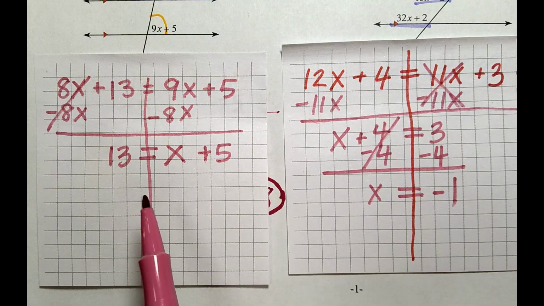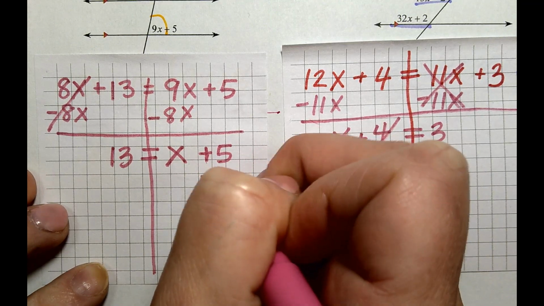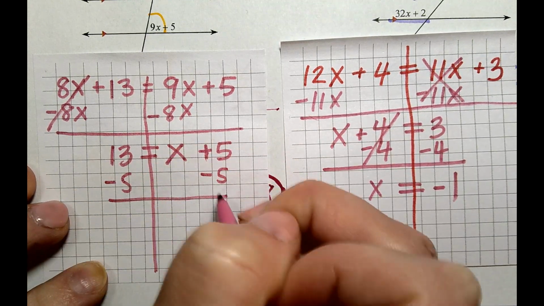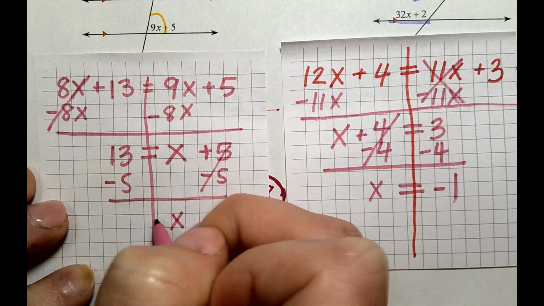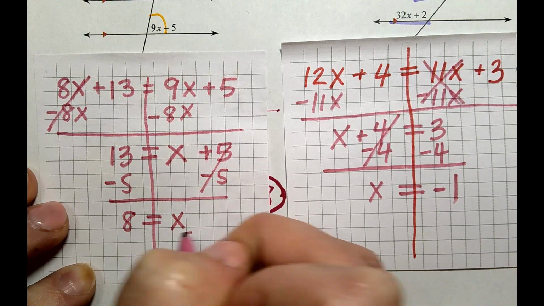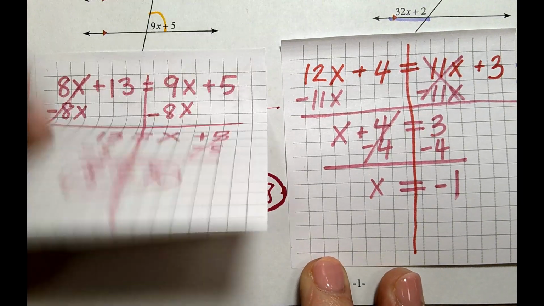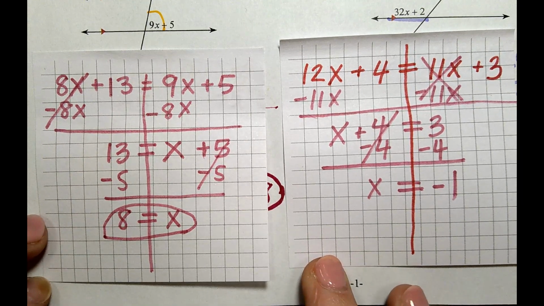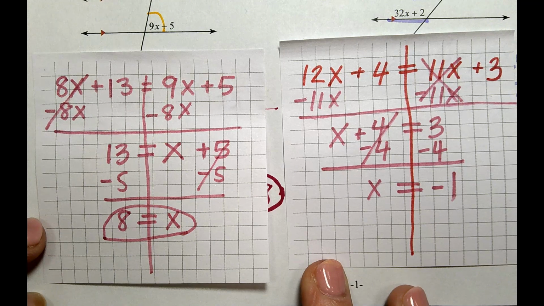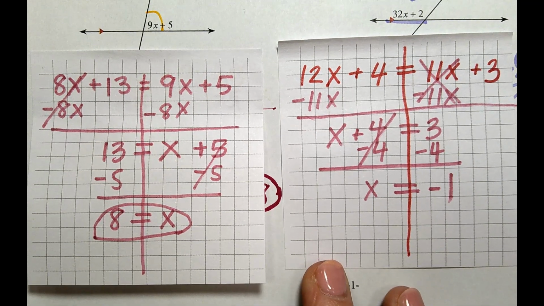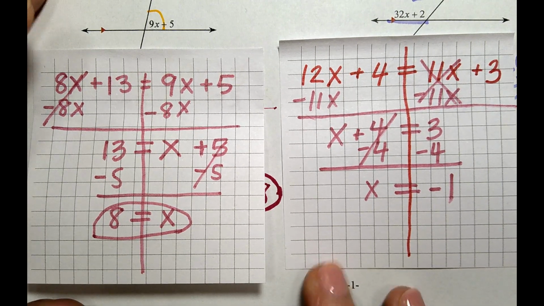Yes, I think so too. All we have to do is subtract 5. And guess what? We'll get the same answer. X equals 8. Which is what we got here. 8 equals x. X equals 8. Same thing. Perfect. Does that help a little bit? Awesome.